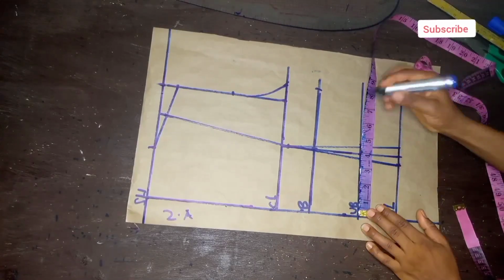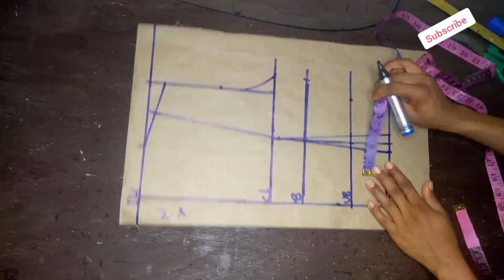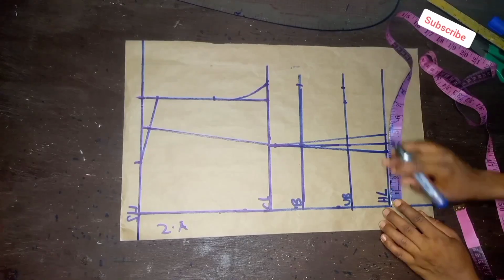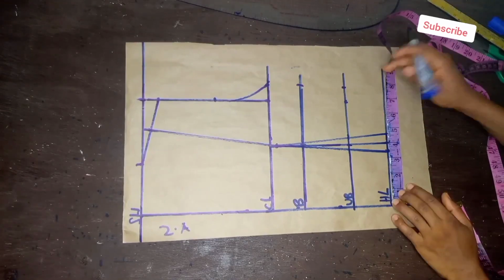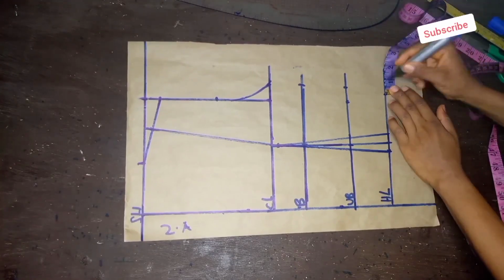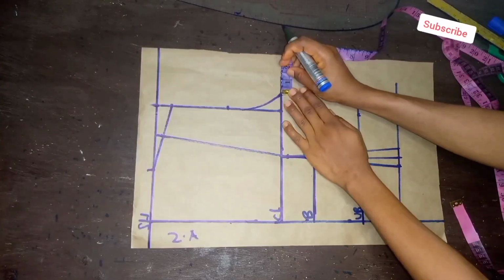The under bust circumference divided by 4 on the under bust line. After I impute the under bust circumference, I'll replace the dart I took there. You see, if you don't replace the dart, you have a short pattern by the time you are done. So on this half length, I'll impute the waist circumference divided by 4. I'll also replace the dart I took of 1 inch.